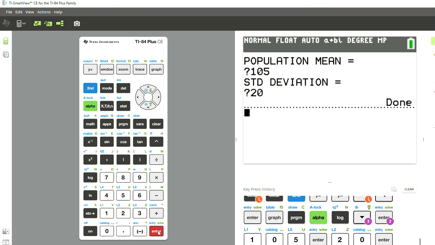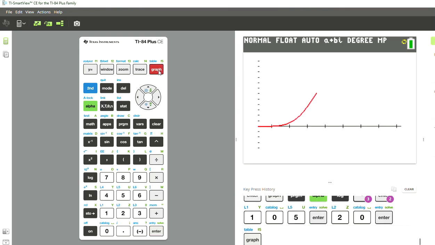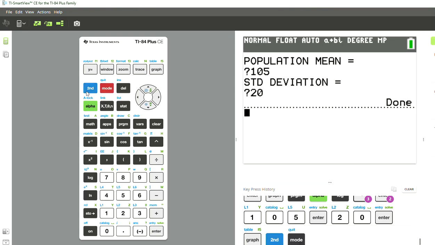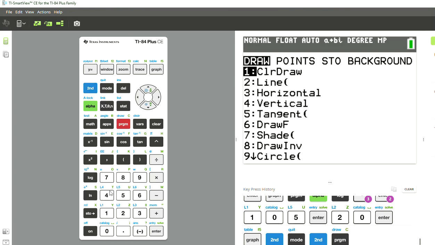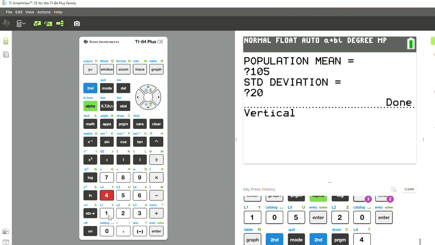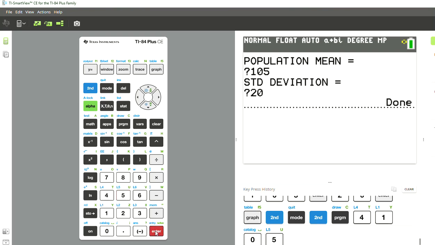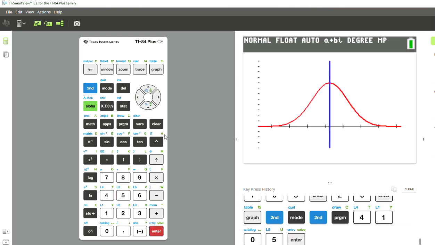So now it will draw the bell curve. If I go back to the home screen, I can draw the average value as a vertical line right down the middle by pasting the vertical line command and 105, and it will graph x equals 105, which is right down the middle.